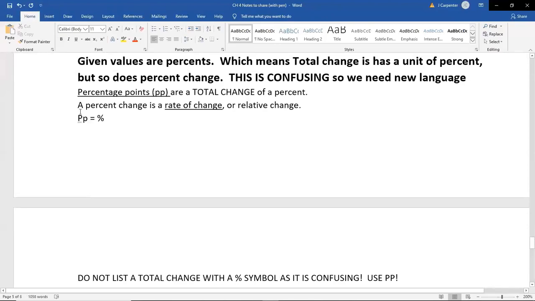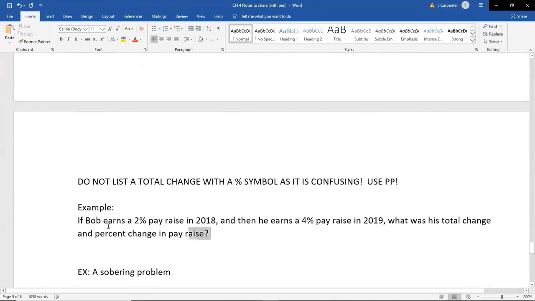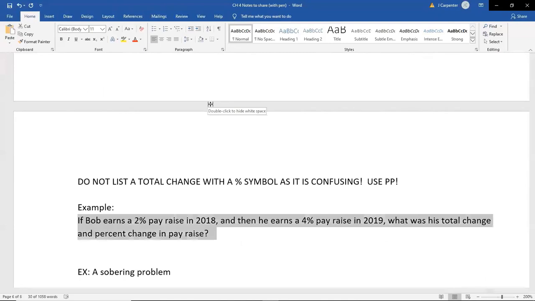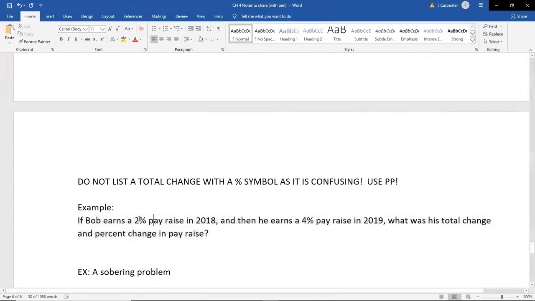They were apples, they were oranges, they were salaries, they were people. This is an example of data being given to us as percentages. And you might say, well, this is still talking about pay raises. But instead of giving you, oh, Bob made this many dollars this year and that many dollars next year, I have given you a pay raise percentage for last year and a pay raise percentage for this year.